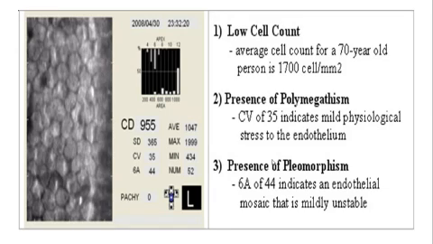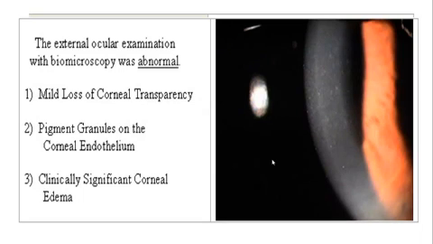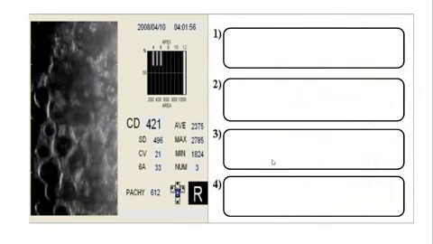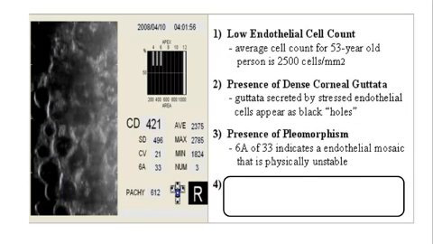So this is the next case in which we can see there is a mild loss of corneal transparency, there are pigment granules on the corneal endothelium, and there is a clinically significant corneal edema, and this is how the specular microscope looks like. We can very well see that there are a lot of guttae in this printout, and there is a very low corneal endothelial cell density. The coefficient of variance doesn't seem to be in danger, but the hexagonality seems to be very low, with a pachymetry higher at 612, which tells us there is a stromal edema. So this has to be Fuchs endothelial dystrophy.